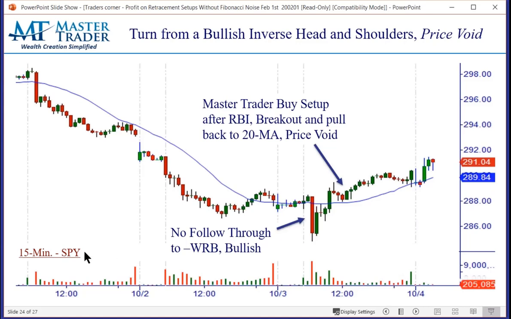Guess what? Spiders don't care what I want. This is a deep move greater than 50%. It's chopping around, took out this bar's low, bottoming tail. Now, folks, I have greater than 100% retracement from this pivot to this bar. So what am I thinking now? I'm thinking, let me see how it retraces.